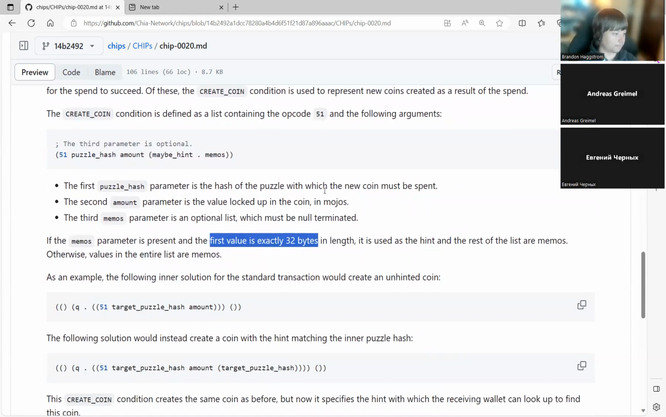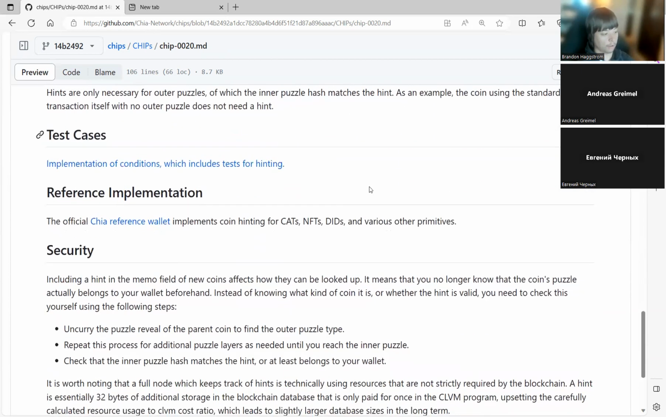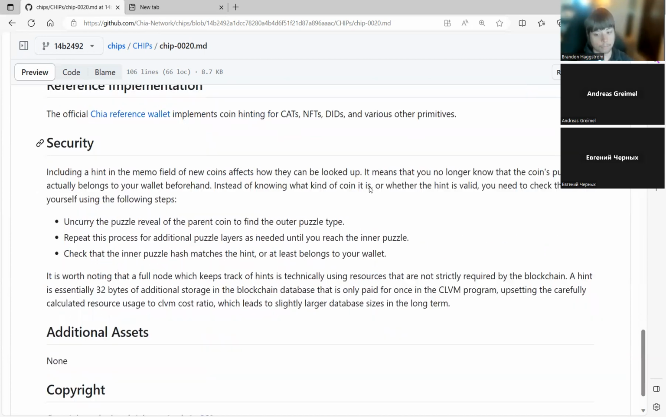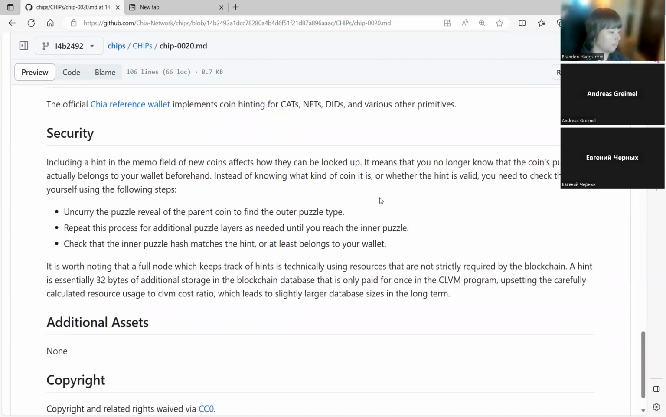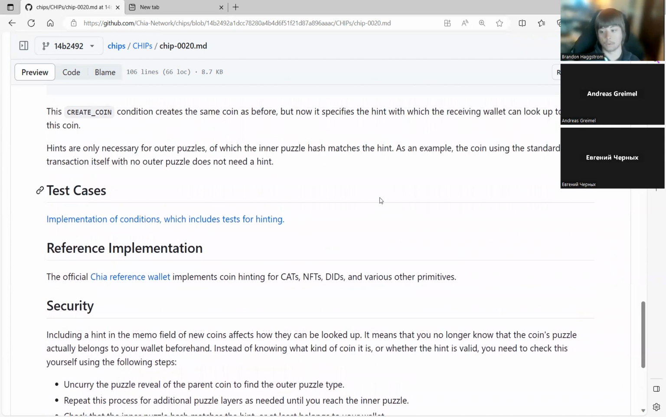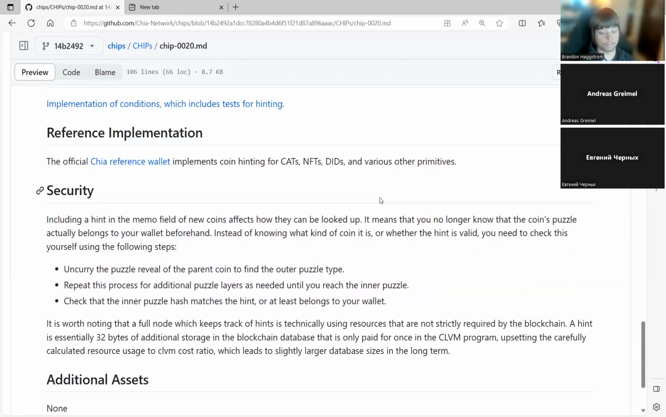And from what I gathered, we have already implemented this as of, what was it, 182? Yeah, prior to 182, change from CAT spends was not hinted, but everything else was. And after 182, every single CAT coin that's created in the wallet should be hinted. Okay. So this is somewhat of a backwards-looking CHIP to begin with, but yeah, go ahead.